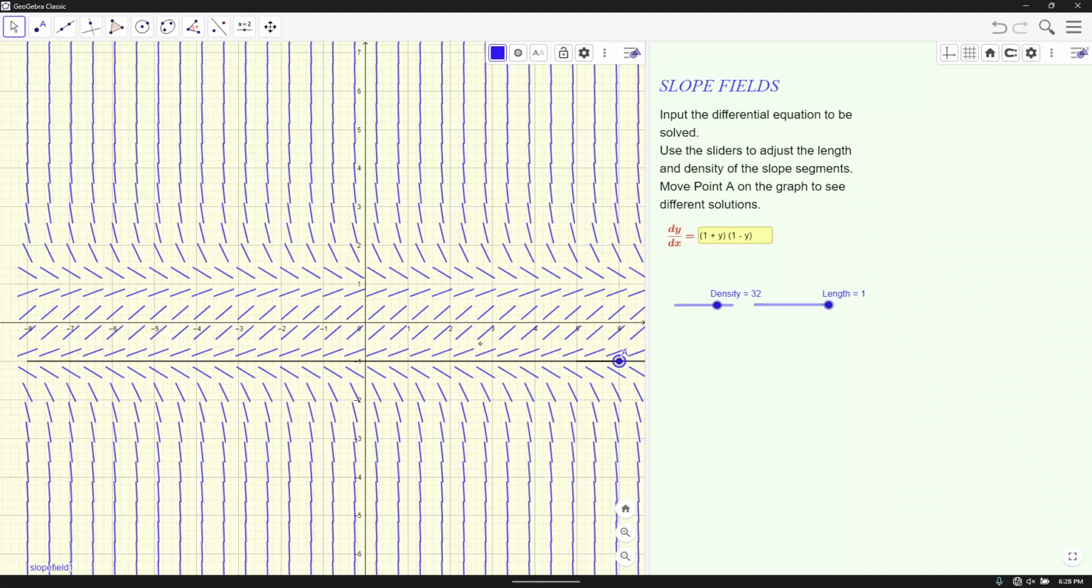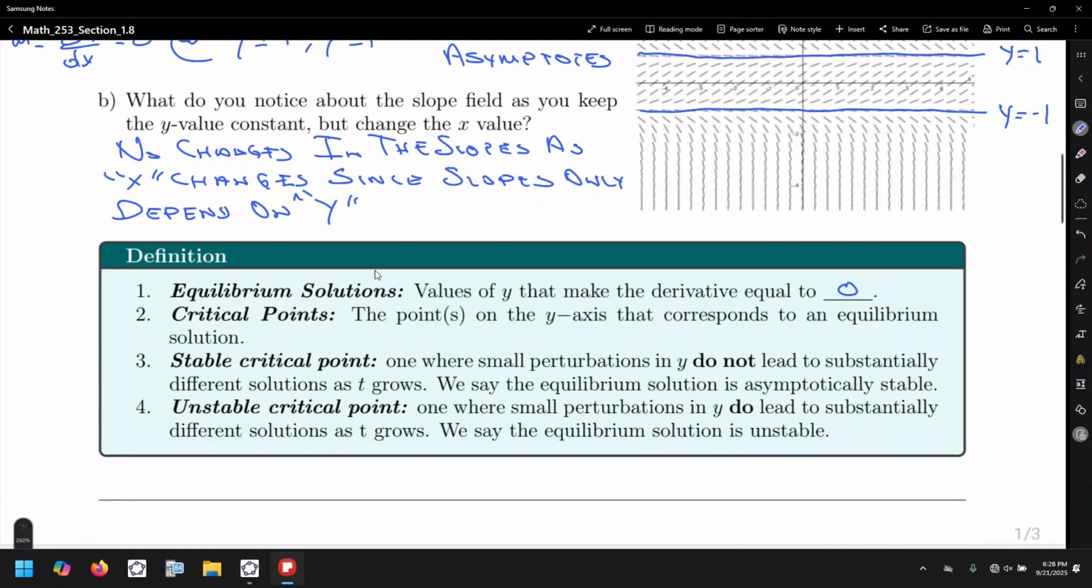As mentioned before, we have some sort of a divergence away from the horizontal asymptote, while at y equals 1, we have some convergence for those functions. All right. Okay, so let's go back to the notes and answer the questions here.